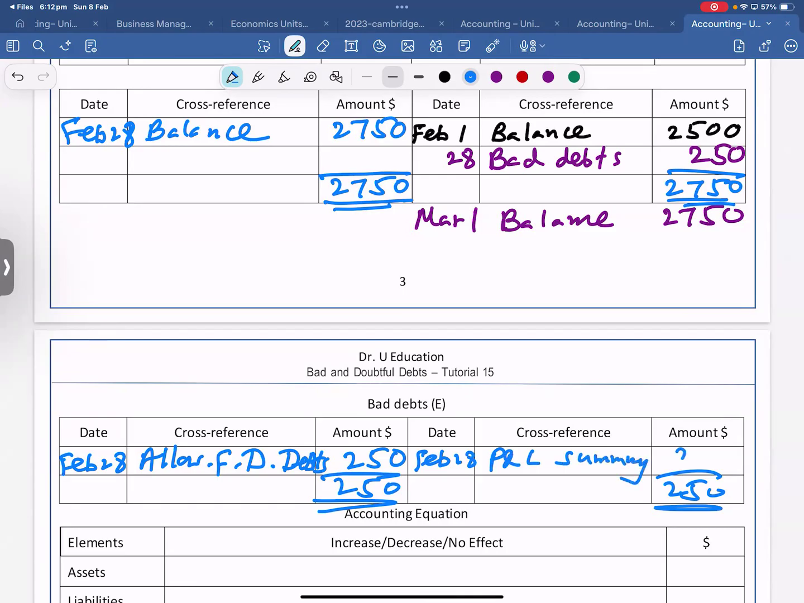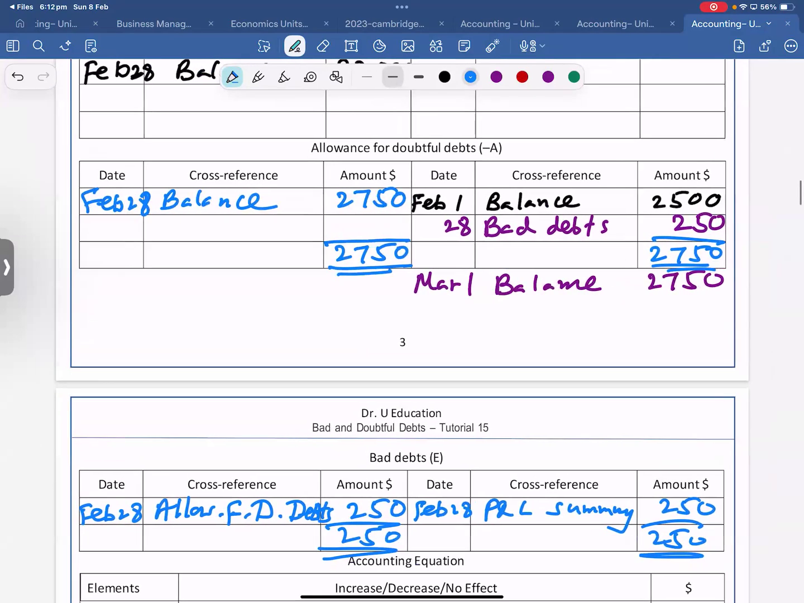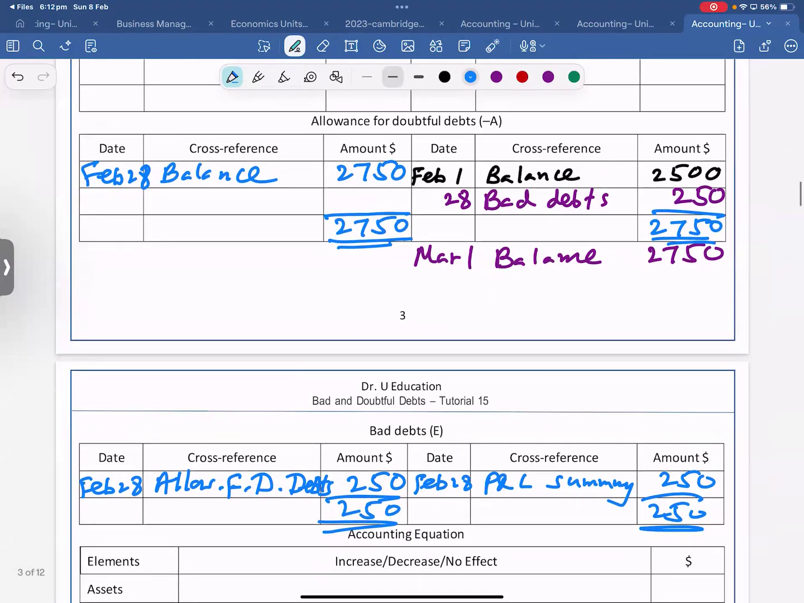Atlas, does it say Atlas? Sorry? Atlas, FD, that FD allowance for doubtful debt. I thought it said Atlas, bad, that. No, allowance for doubtful debt. Alright, now guys, I have only one question. Do you understand the allowance for doubtful debt account?